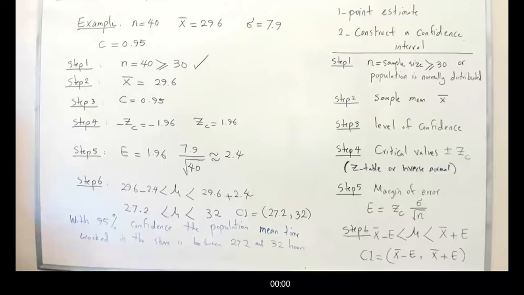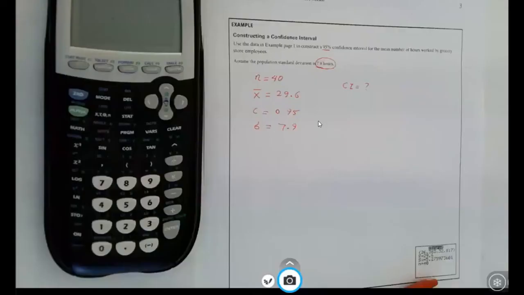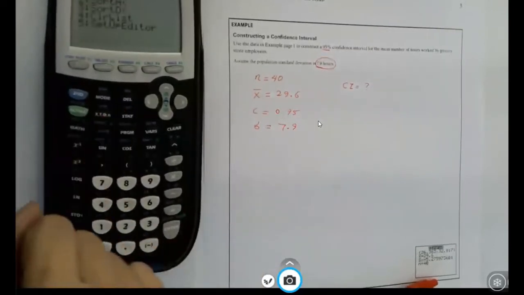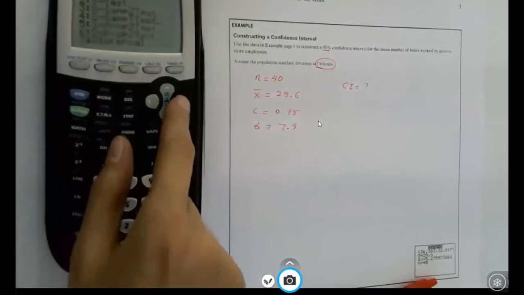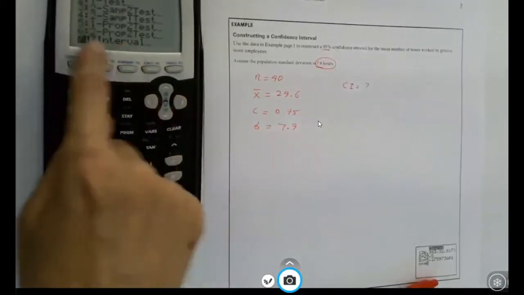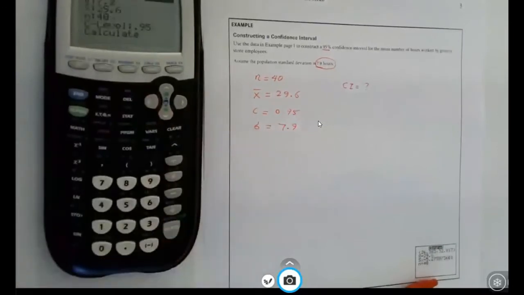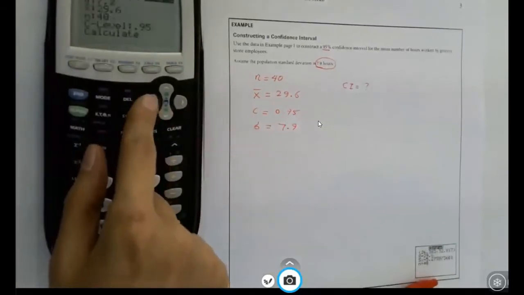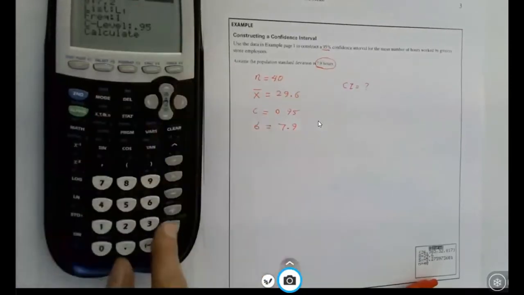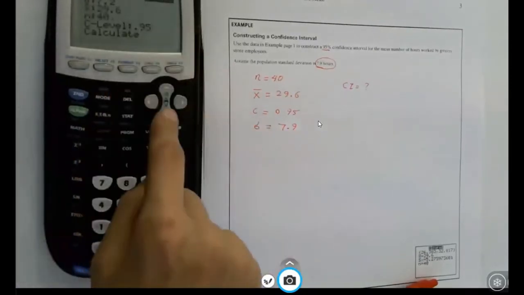So how do we use our calculator? Let us take a look at our calculator to construct the confidence interval. To construct the confidence interval, you go to stat, you need to go to tests and find Z interval. Enter. You have data and you have stats. Stats, enter.